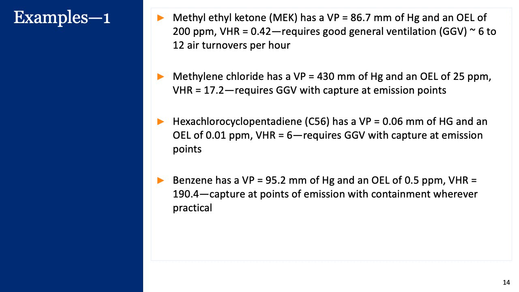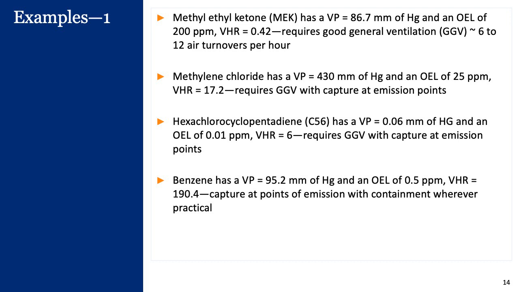Second, we have methylene chloride, which has a vapor pressure of 430 millimeters of mercury and an OEL of 25 parts per million. So the vapor hazard ratio is 17.2. And so this requires good general ventilation and capture at the emission points. And so what it means is if you're going to be in a factory that is producing methylene chloride or is using methylene chloride, then the factory requires this level of control for methylene chloride. And if it doesn't, then it means that you're going to have overexposures.